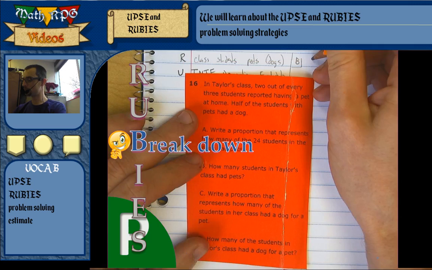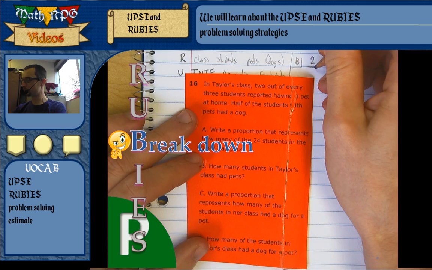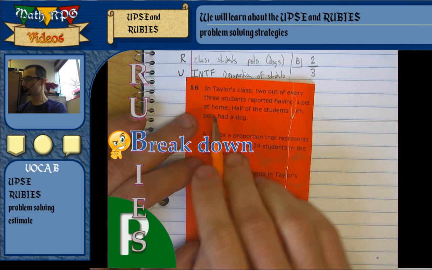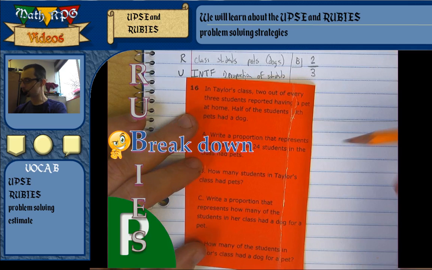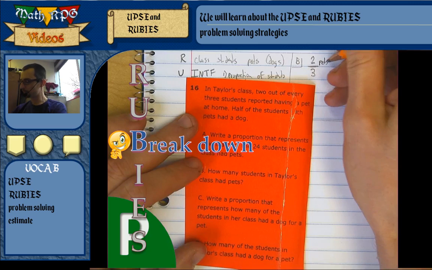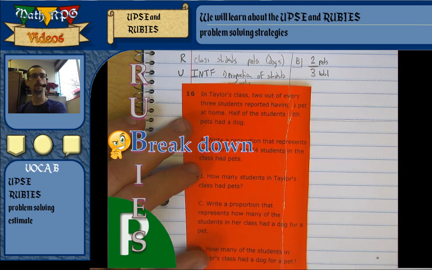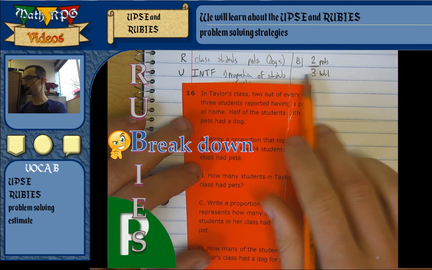2 out of 3. If I'm pretty smart, I know that's a fraction, right? 2 out of 3 students have a pet. So that means I have 2 students with pets out of 3 total students. Okay, I'm going to write that down. So 2 students have pets out of every 3 total students.